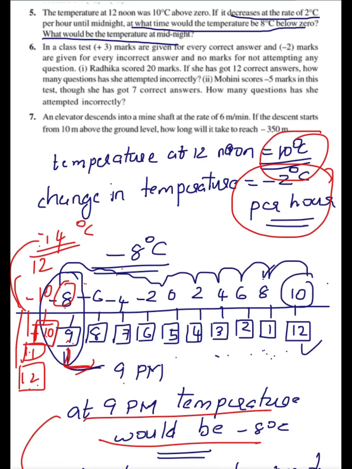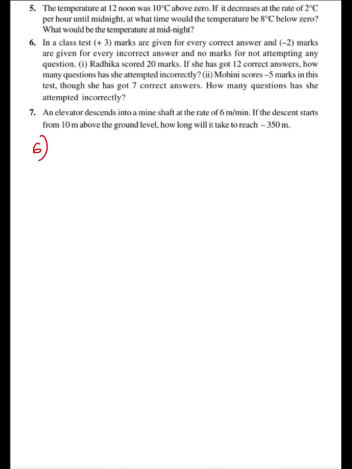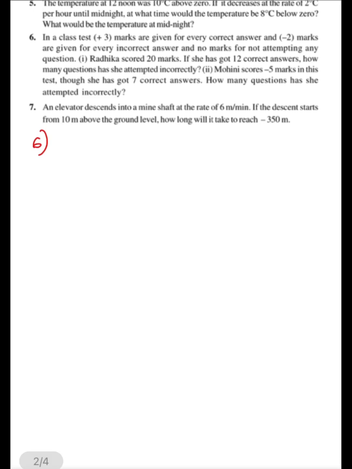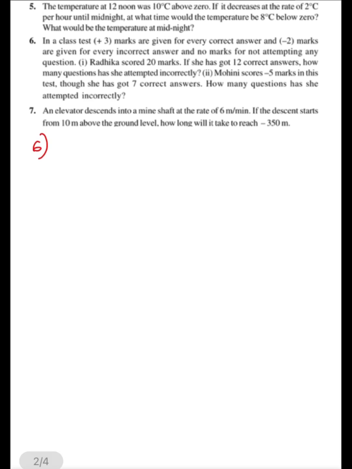Now let's see the sixth question. In a class test, plus 3 marks are given for every correct answer, and minus 2 marks are given for every incorrect answer, and no marks for not attempting any question. Okay, that means in a class test, plus 3 marks are given for every correct answer. So what is the marks for correct answer? Plus 3. Okay, plus 3 marks are given for a correct answer.